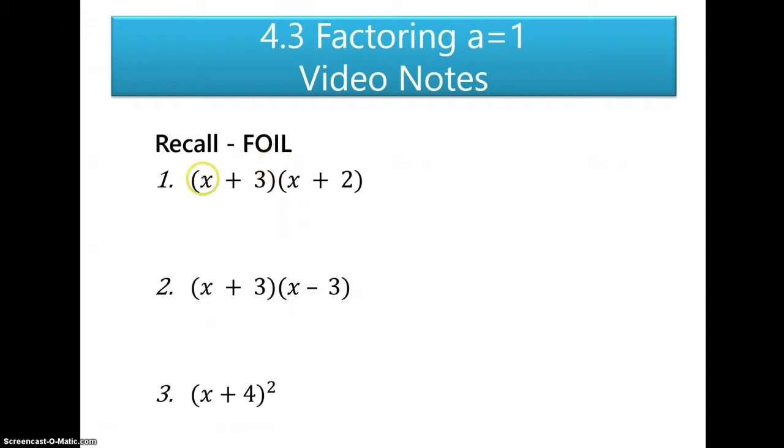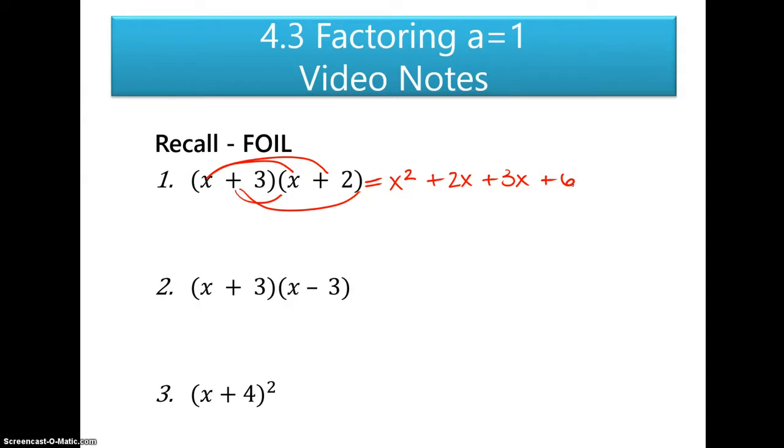And so we multiply. X times x gives you x squared. X times 2 plus 2x. 3 times x plus 3x. And 3 times 2 plus 6. The final step when you are simplifying this problem would be to combine your like terms.